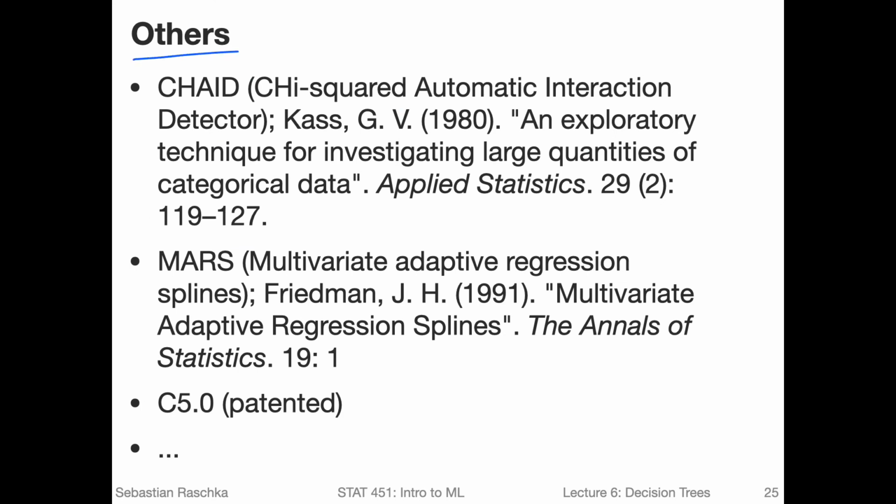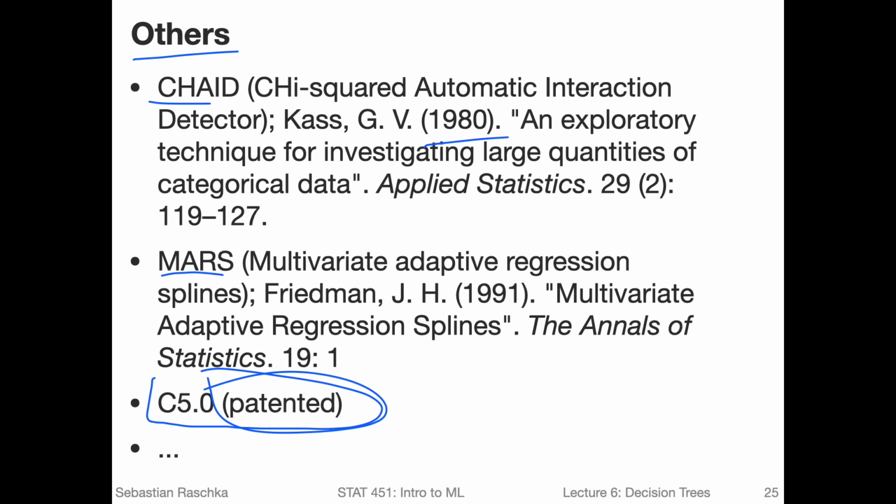And there are also several other decision tree algorithms. One is the chi-squared automatic interaction detector, which was developed in 1980. If I remember correctly, this one is based on performing a chi-square test at the nodes to see whether a split is statistically significant. So it will only perform a split if you have a significant improvement. And there is also MARS, which stands for Multivariate Adaptive Regression Splines. Another one would be the C5.0 algorithm, which is the successor of the C4.5 algorithm. However, this one is patented. But yeah, there are many different algorithms.